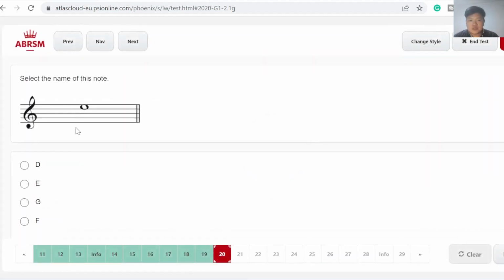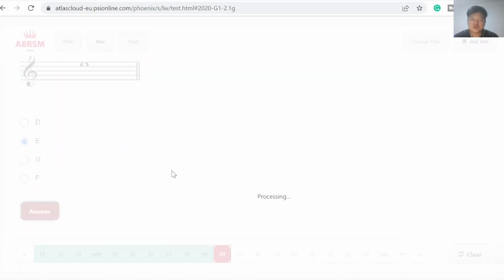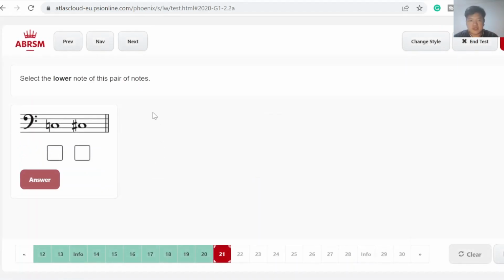The next one, okay, remember F, A, C, E. Yeah, this is E note. A shortcut to read faster.